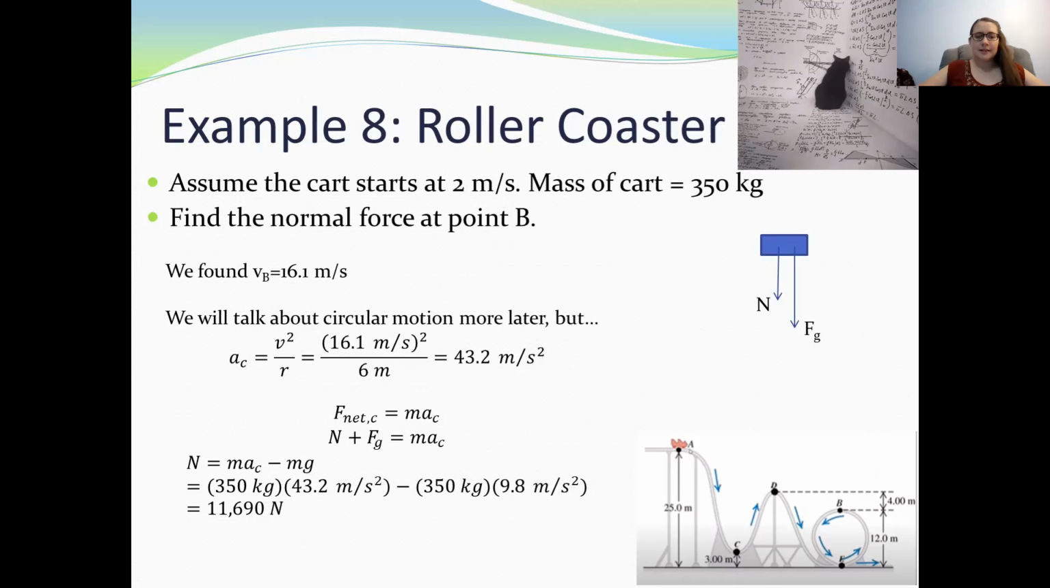All right, mass is 350 kilograms. That acceleration we just found to be 43.2 meters per second squared. g is 9.8 meters per second squared. So that gives us a normal force of 11,690 newtons, which is a very big force. But it needs to be a big force to keep you from flying out of the loop, which is what the tendency would be because of inertia.